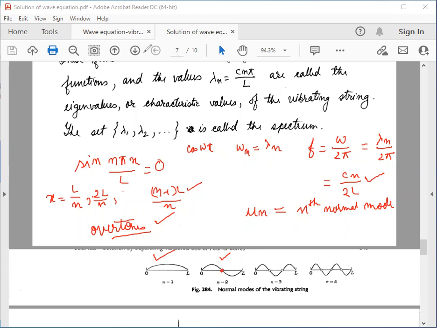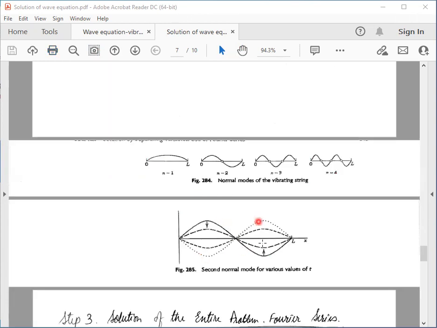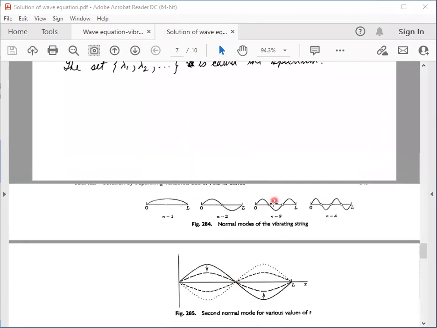Let me show it to you again. This is the oscillation of the n equal to 2 mode. Here we see that this part will oscillate, this part will oscillate, but this node will not move when the string oscillates. And this is the third normal mode. The third normal mode has two nodes, one here and the other here. So when the string oscillates, these two points will not move.